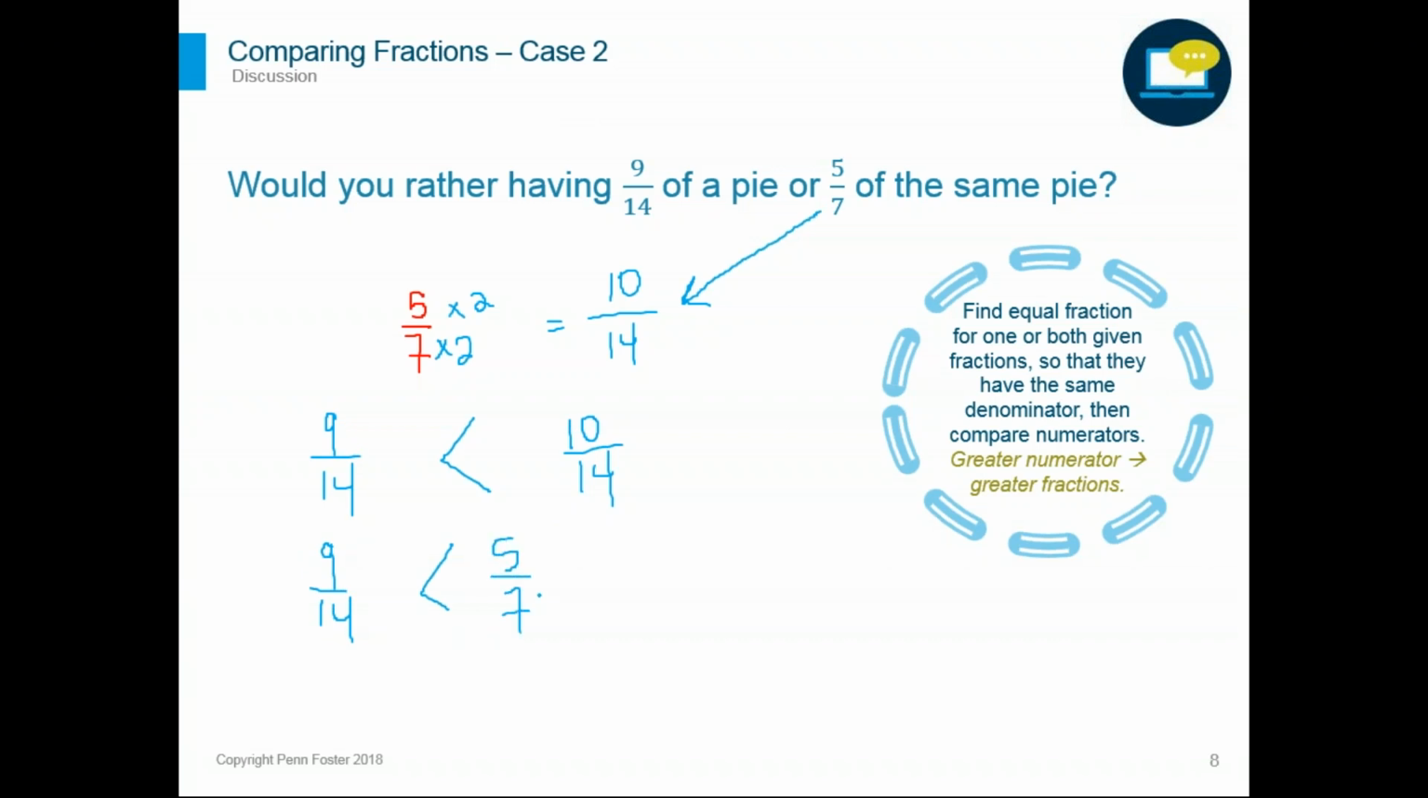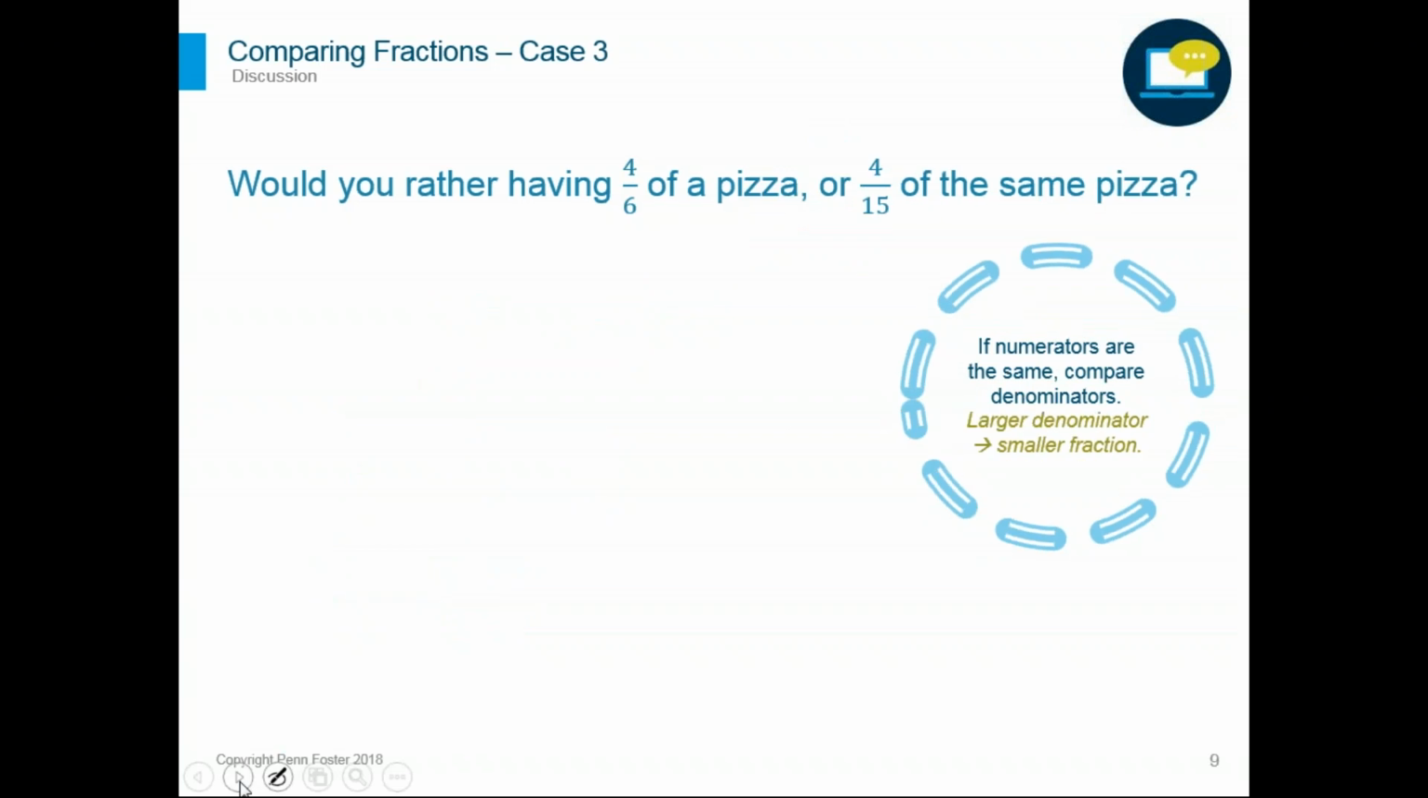And if you want more pie, you will then pick the 5 over 7 option. If you want less, then you're going to go with the 9 over 14. Any questions? Okay, let's go back to the same topic, case number 3.